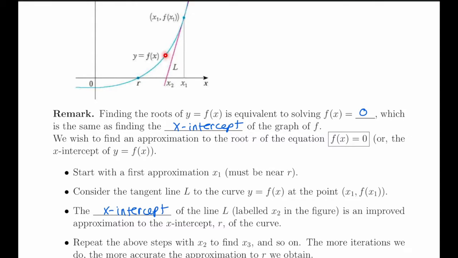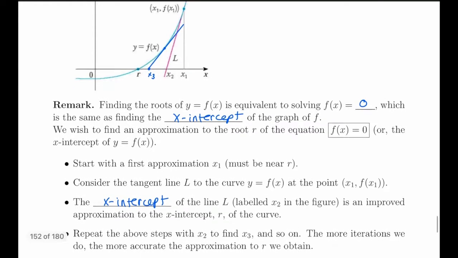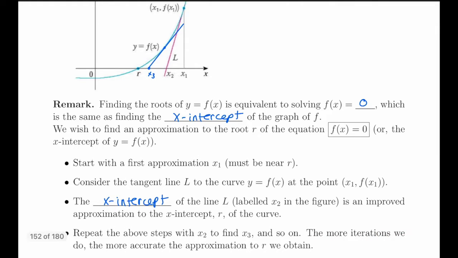the curve, that's here, and draw a tangent line. And wherever it crosses the x-axis, meaning the x-intercept, is your next approximation to the x-intercept of the curve r, and we call that x3, and so on. And notice that you've gotten even closer to the root r than you did before. The more iterations we do, the more accurate the approximation to r we obtain.